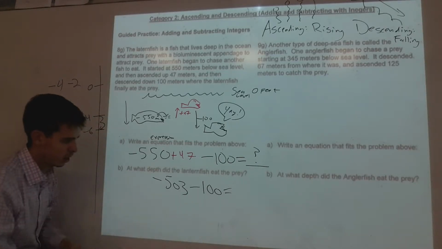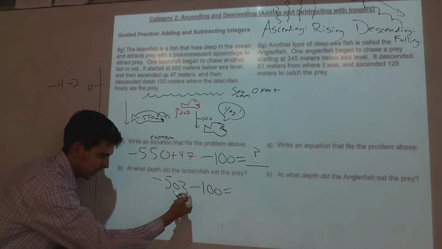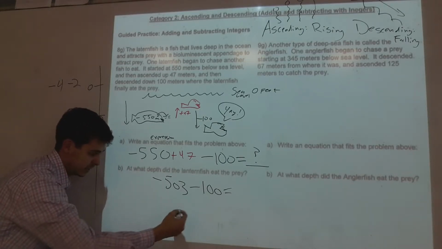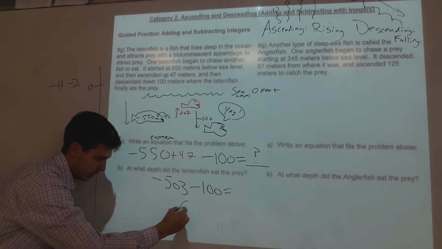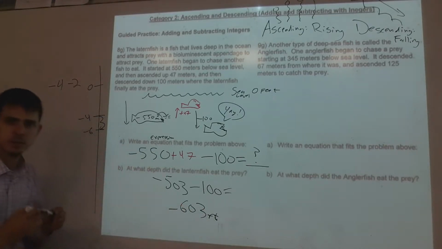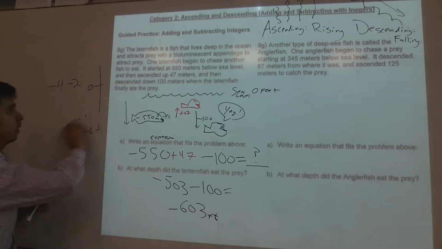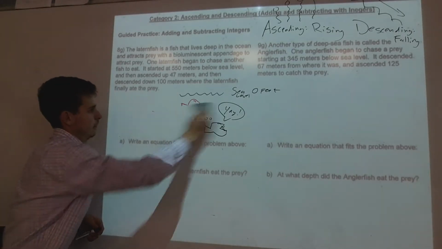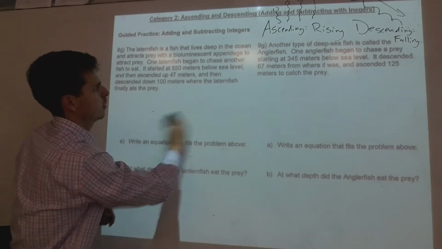So that's just 100. So I know that negative 503 minus 100, I'm going to add these numbers together, just add a negative sign, is equal to negative 603 feet. Okay. Whew. 10 minutes for the first problem. Okay.